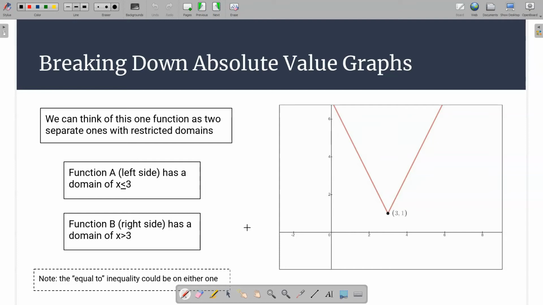Hey everyone, in this video we're going to be looking at rewriting absolute value linear functions as piecewise functions. So let's just dive right in.